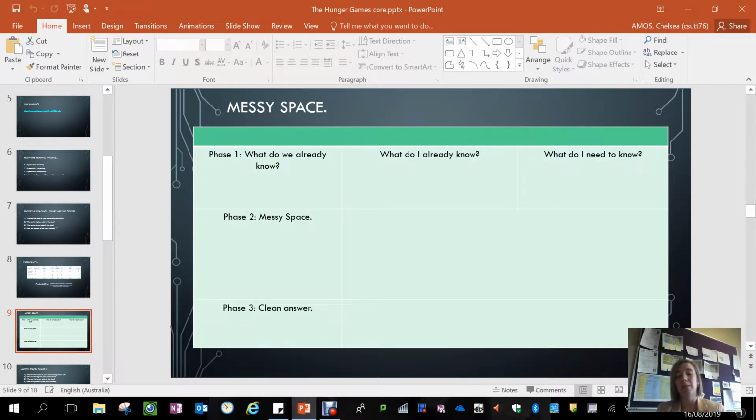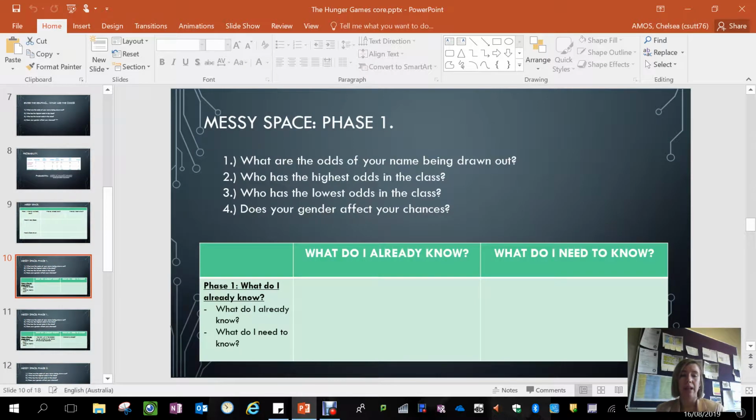So we have the messy space framework, and our students are going to use that to answer these problems. So let's look at phase 1. What do our students already know, and what do they need to know? So the first area, what do I already know, lists all the information they've gathered so far by engaging in the lesson, and what do they need to know is the question.